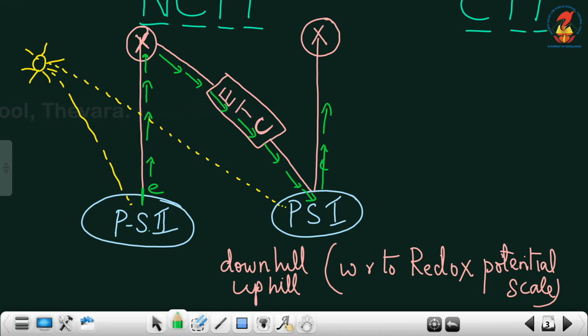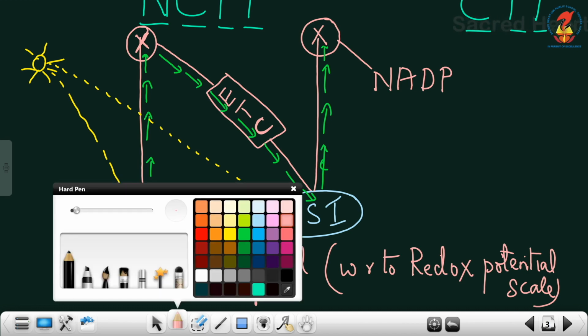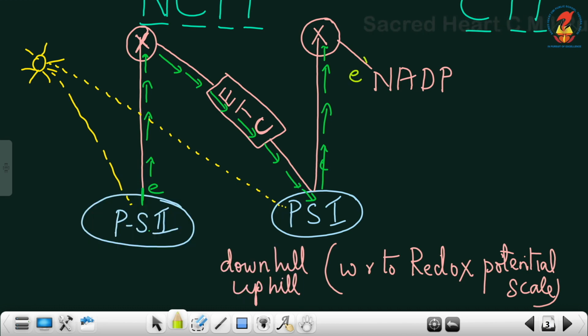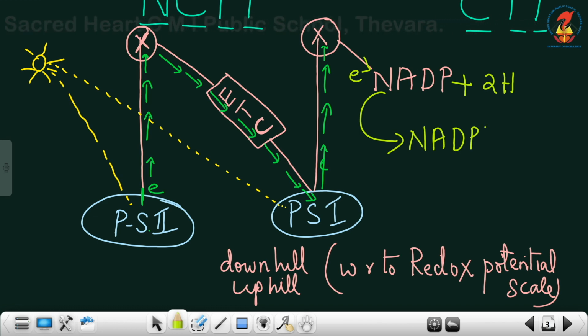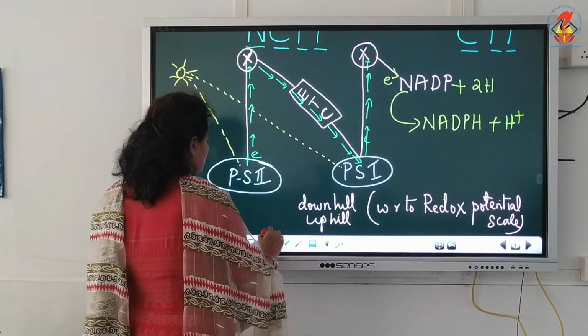Now, this electron which is emitted from photosystem 1 goes to an electron acceptor, and from this electron acceptor it goes downhill to an energy molecule called NADP. When this electron reaches NADP, it gets reduced to form an energy molecule called NADPH plus H plus. Clear? So we saw the movement of electrons.